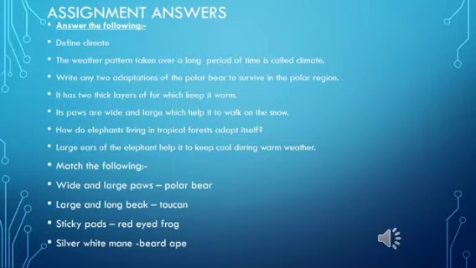The next question: how do elephants living in tropical forests adapt themselves? The first point, the large ears of the elephant help it to keep cool during the warm weather. And the next one, the trunk helps it to tear the bark of trees, and also it has a strong sense of smell and nose. Okay, so these are the points that you can write for the elephant.